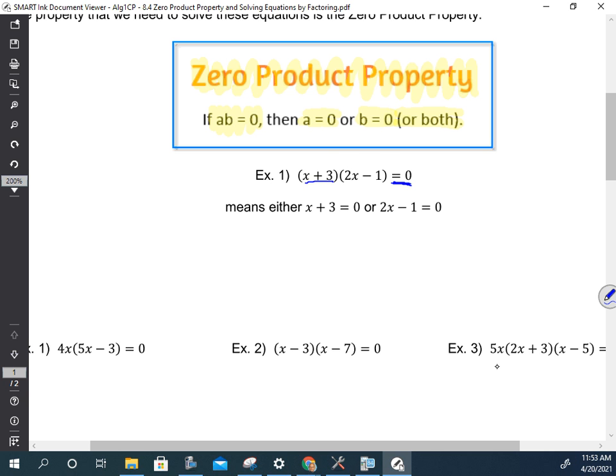Take x plus 3 and set it equal to 0. Take 2x minus 1 and set it equal to 0. So instead of trying to solve it together, solve them separately. Separately, these are easy to solve. x plus 3 equals 0. How do you get rid of positive 3? Subtract 3 from both sides. x equals -3.